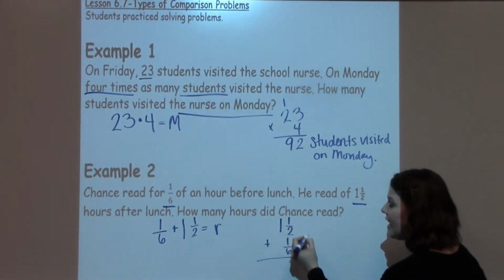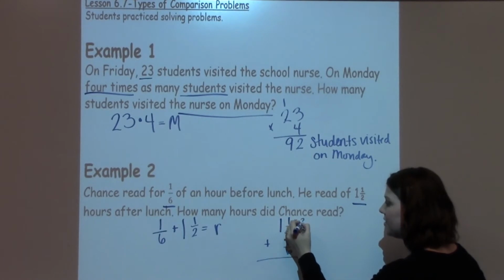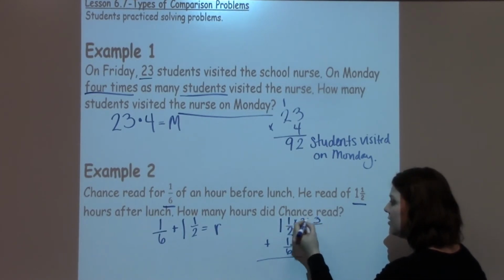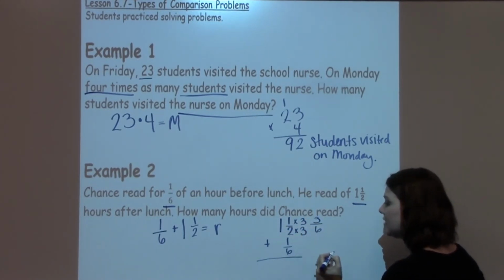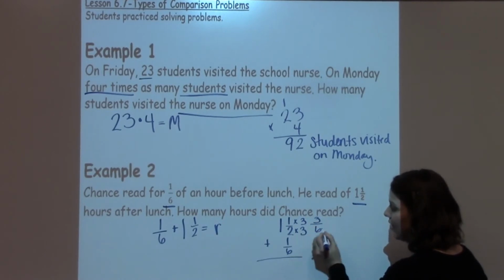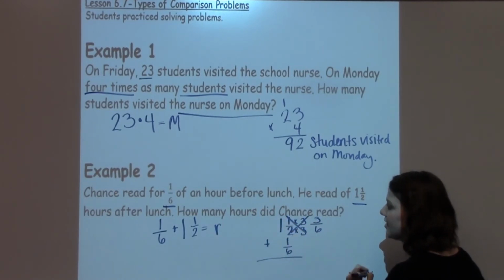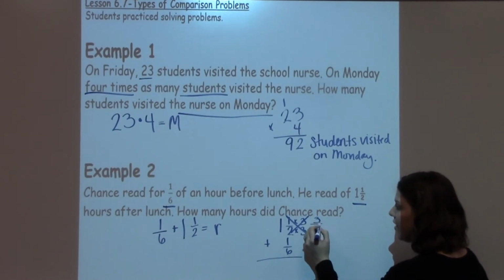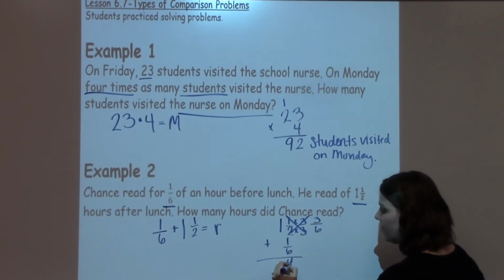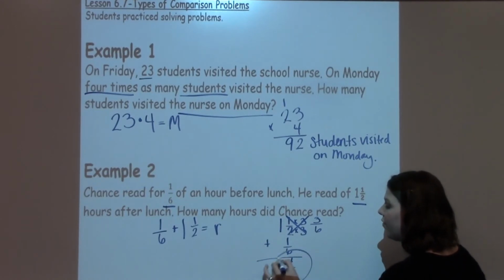The first thing I notice is that I can change this to become a 6 by taking it times 3. 1 times 3 is 3, 2 times 3 is 6. Notice these are now both 6, so I don't have to do any more changing. I have to cross this out to know that I've used it. So I've got 3/6 plus 1/6, which is 4/6, and I have my 1 over here. So I've got 1 4/6.